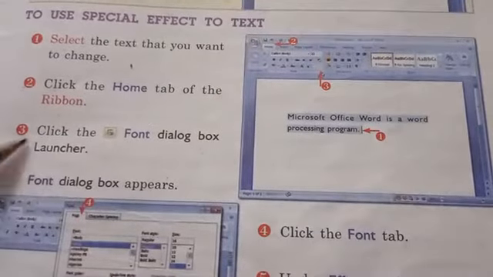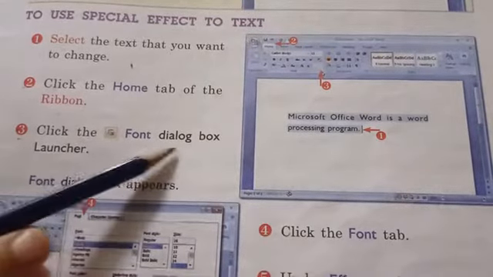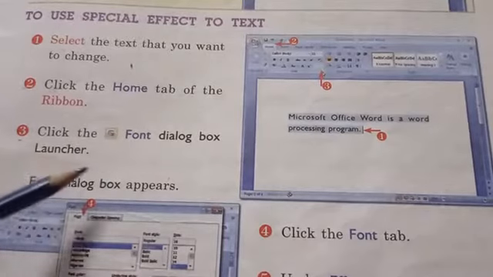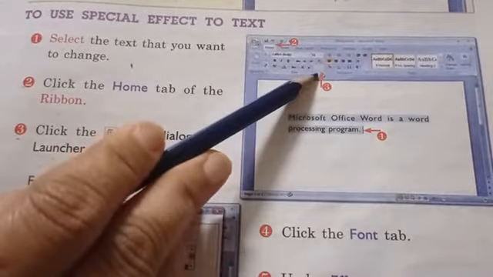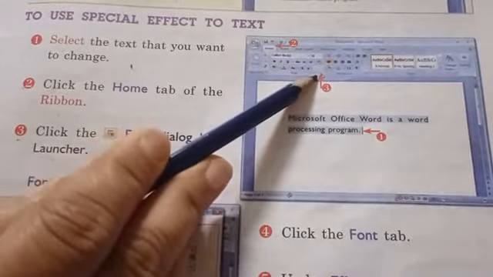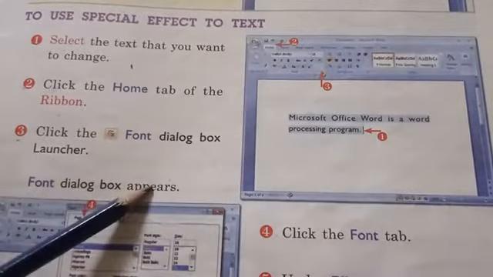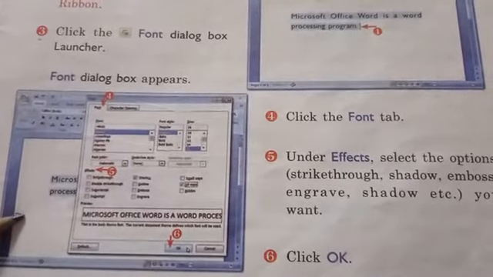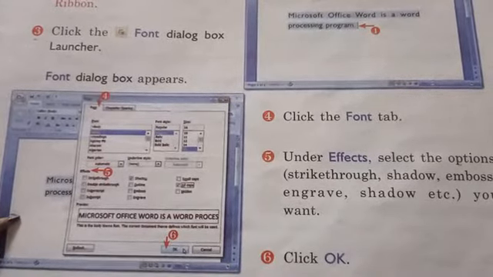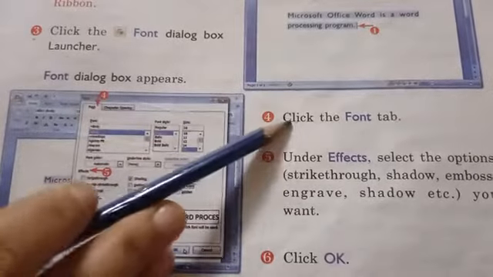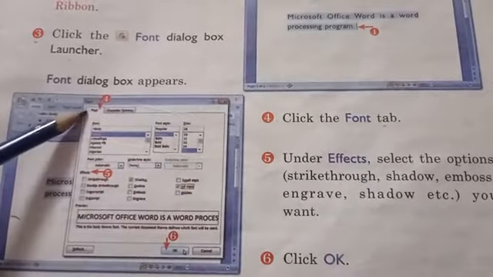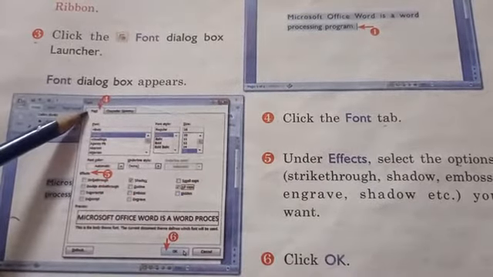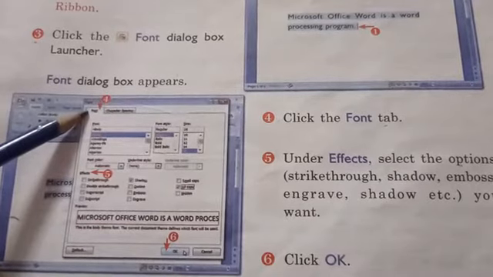Third step, click the Font dialog box launcher. You can see it here, you have to click on it. The Font dialog box appears just like that. A dialog box appears on your screen. After that, you have to click on the Font tab. You can see the Font tab here. You have to click on it.